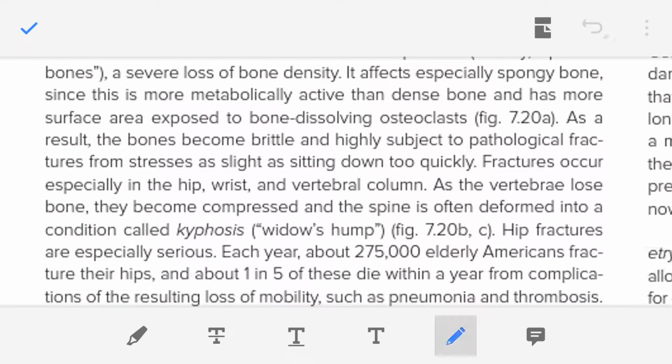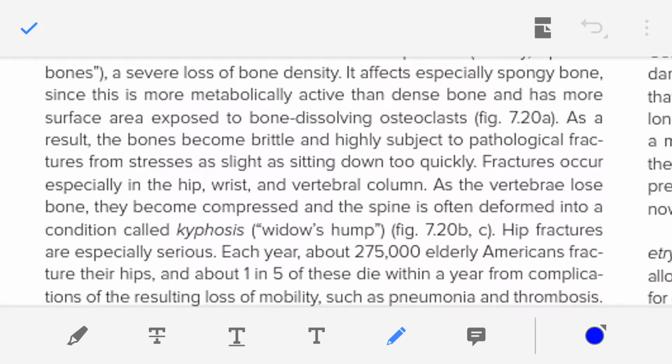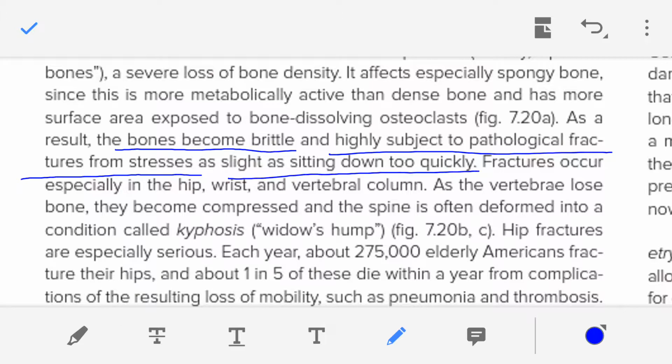So, due to osteoporosis, what happens? The bones become brittle. Brittle means easily breakable and highly subject to pathological fracture from stress, such as sitting down too quickly. So the bones are very fragile, very breakable, and if a person suffering from osteoporosis sits down very quickly, there is a chance that the bones will fracture or break.